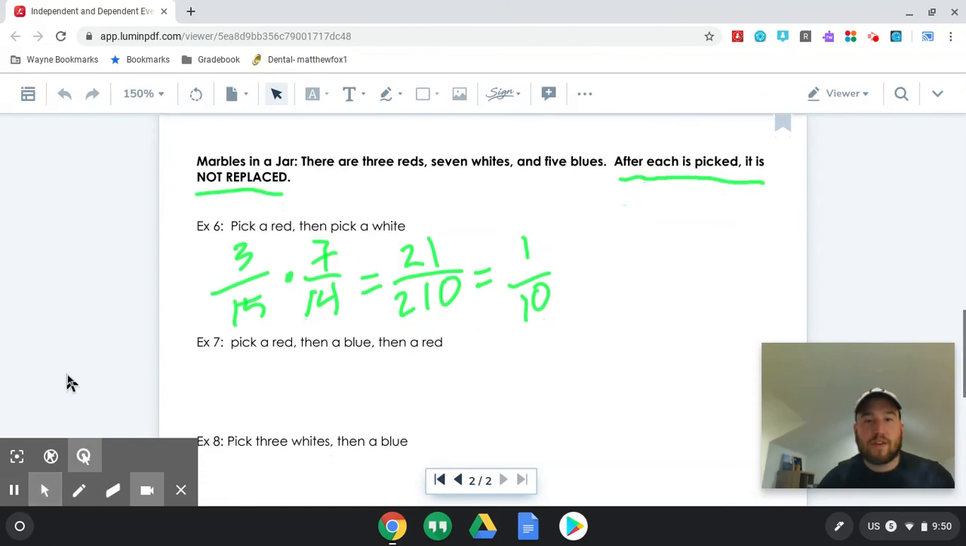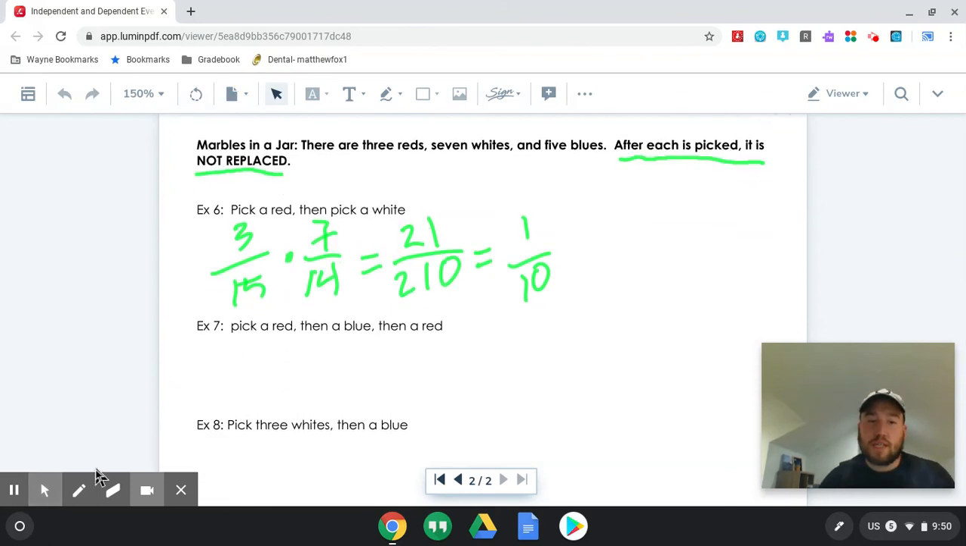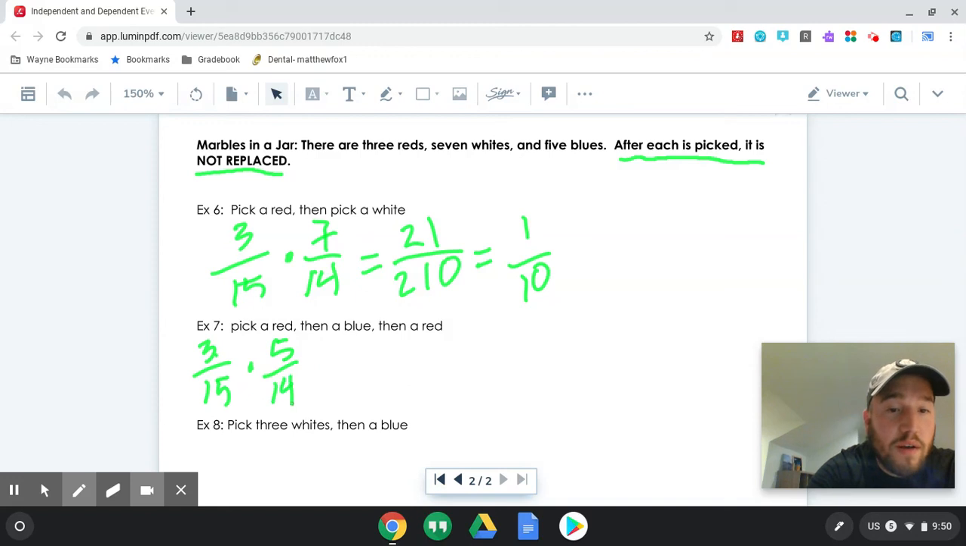Okay, let's scroll down a little bit. And now, same thing, except we're picking a red, then a blue, and then another red. So, chances of us picking a red on the first one, still 3 over 15. If I pull that red out, now there's only 14 marbles left. Chances of picking a blue, it's going to be 5 over 14.